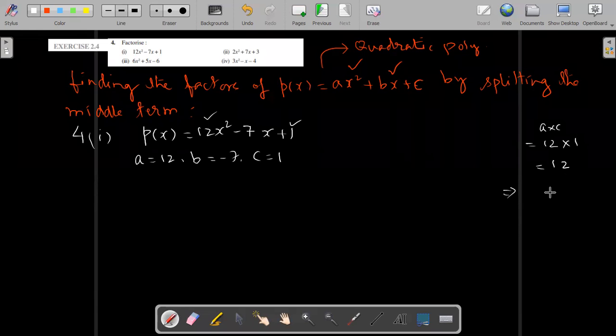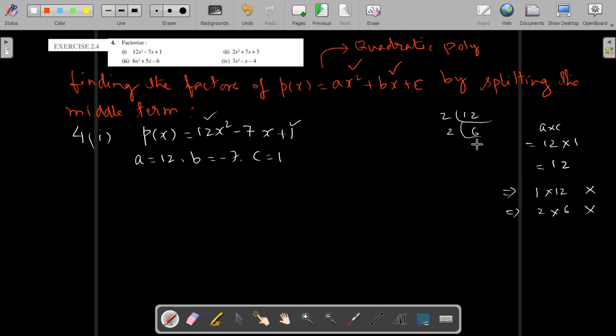It's like 4 3s are 12, 2 6s are 12. Suppose we take 1 into 12, no, because 1 plus 12 is not 7 and 1 minus 12 is not 7. We will not take it. Then we go on dividing. We will divide first by 2. So 2 6s are 12. 2 plus 6 is not 7 and 2 minus 6 is not 7. We have to check with addition and subtraction. So we will not take it.